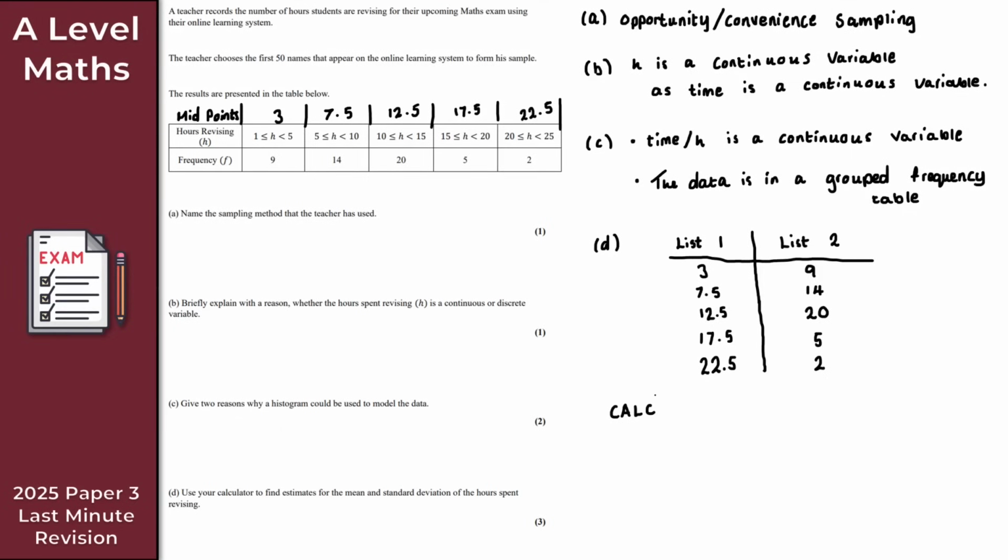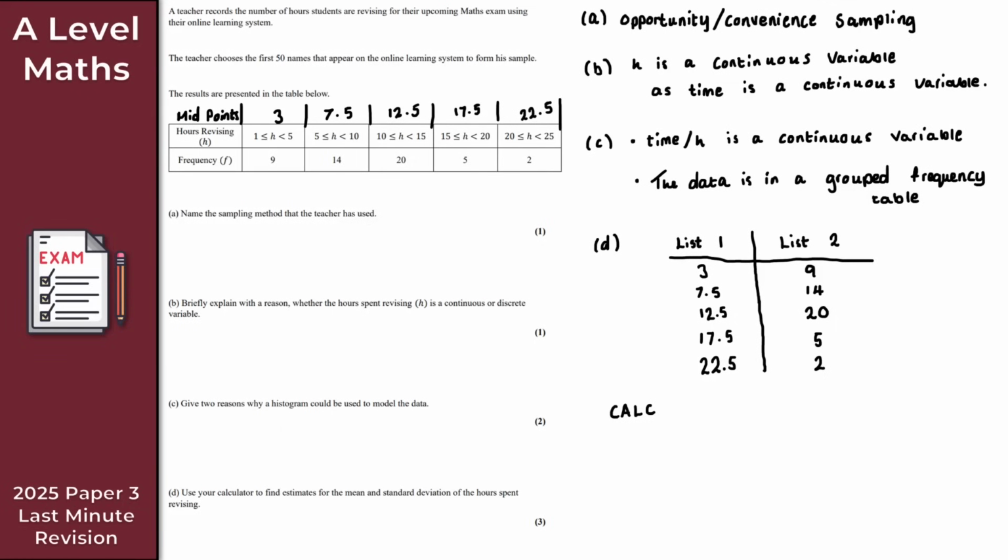Now I get a choice of 4 things here. I get 1 var, 2 var, reg, and I also get set here. Set is kind of like the options, or settings. This will allow me to find an estimate for the mean and standard deviation of a grouped frequency table. So let's go into settings here, because more than likely your default settings are not correct.